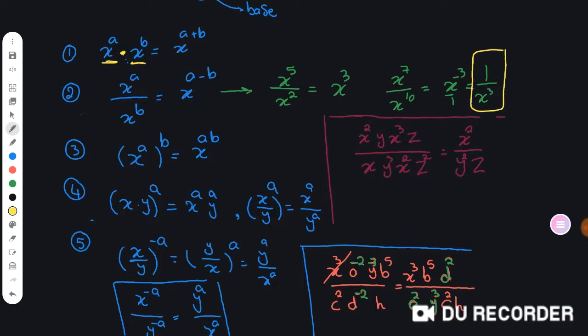Number 3, we have a power to the power. The answer will be multiplying the two powers, a multiplied by b. Number 4, if we have x multiplied by y, all to the power of a, it will be x power a and y power a. We can distribute the power only in multiplication or division. Only multiplication or division.